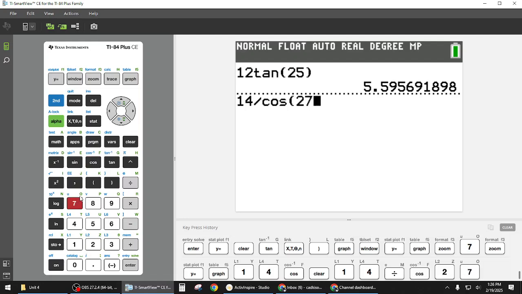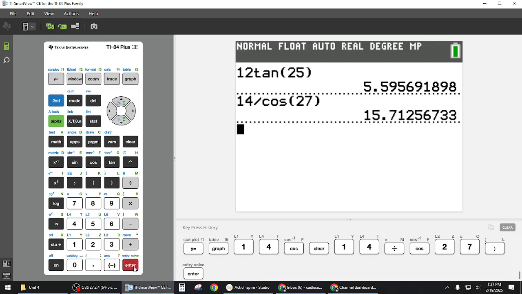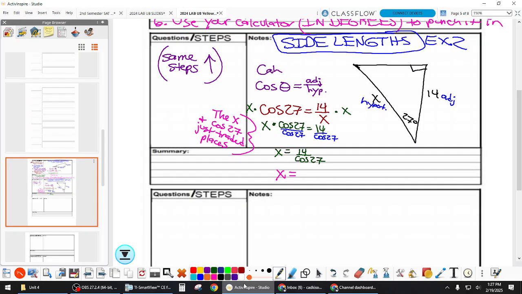Real quick, if you're using these TIs, do you see how it opens parentheses right there for you? Get in the habit of closing those before you hit enter, because in law of sines and law of cosines that could mess you up if you forget. Okay, 15.7 for that. So those are the two versions of solving for side lengths using trig ratios. How's that seem? Okay.